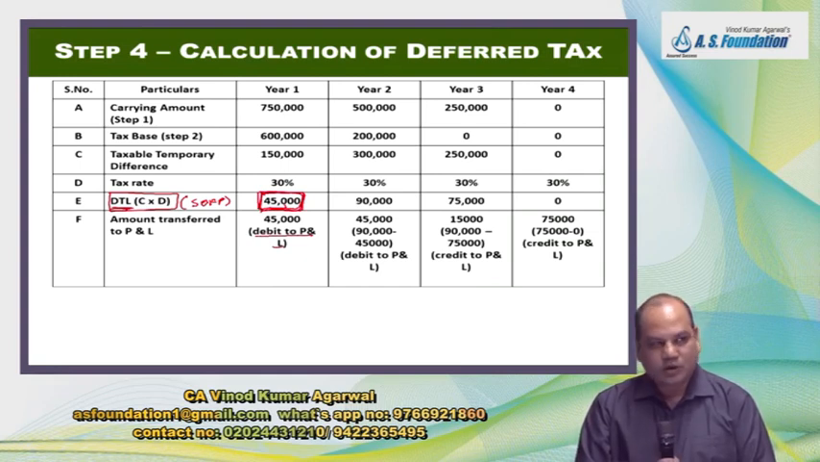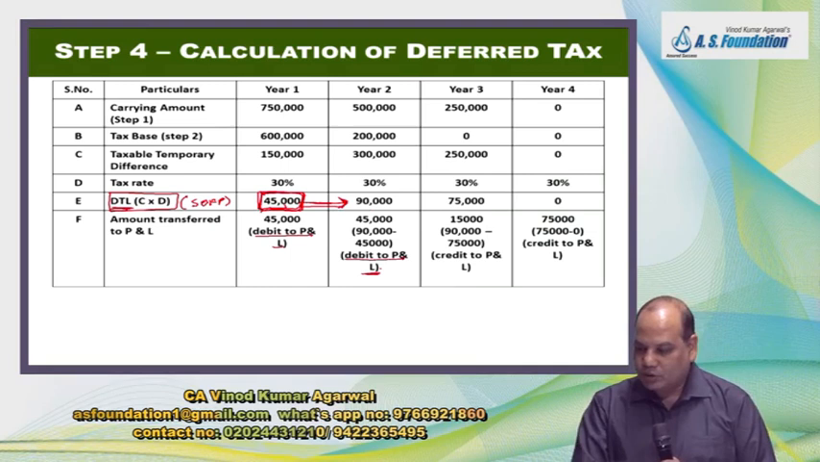So debit to P&L account means it is treated as tax expense. Now my balance has increased from 45,000 to 90,000. So how will I pass the entry so that my balance of liability increases from 45 to 90,000? I will pass the same entry, P&L account debit to deferred tax liability.